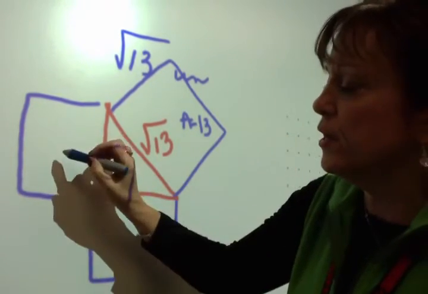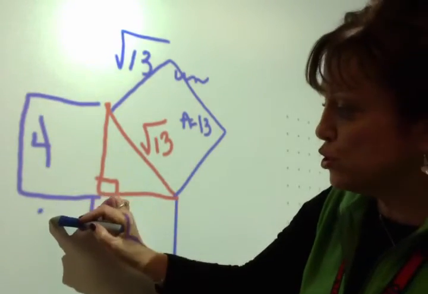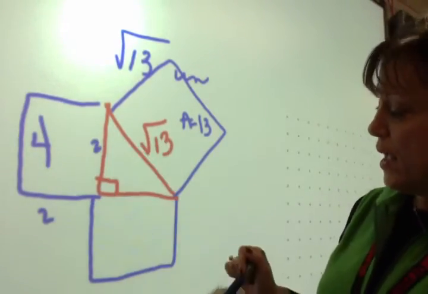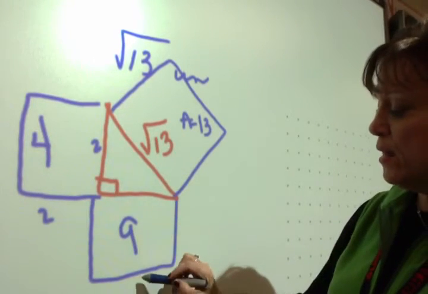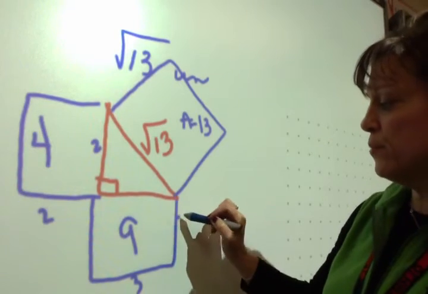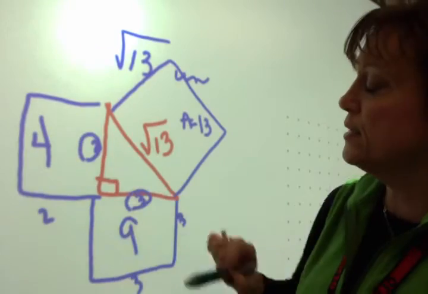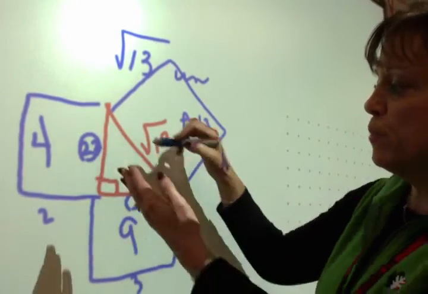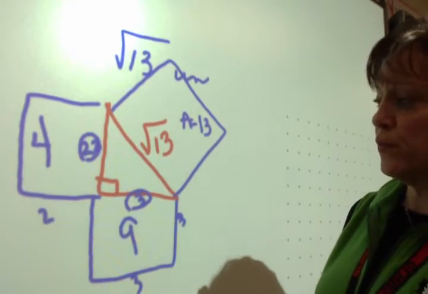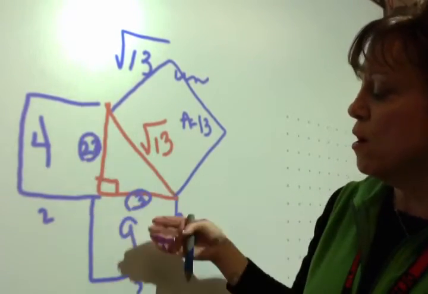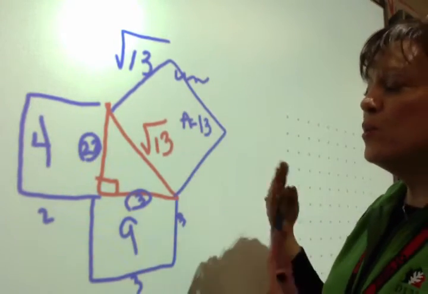How about the area of a square of 4, which would be a 2 by 2 square? And how about the area of a square that has 9? That would be a 3 by 3 square. So we would know that our line segments would be 2 and 3, our legs, to give us a hypotenuse of square root of 13, because the square of 4 plus the square of 9 equals the square of 13. So now we want to draw it.